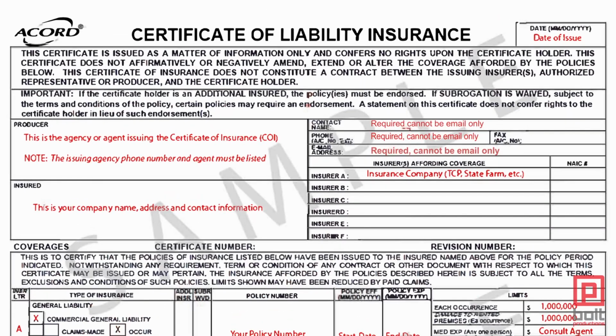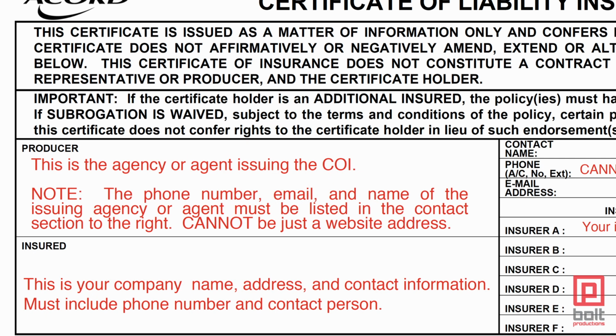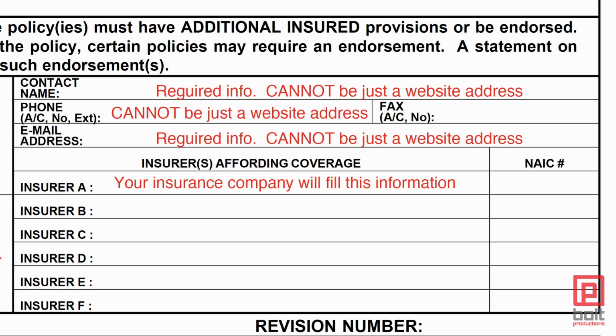Let's start with the top section. In the top section, you've got the producer, the insured, the contact information, and the insurers. The producer is basically the issuing agent or company that you're working with. The insured is actually you, and we need your company address and phone number. In the contact section, the phone number and email must be filled. We just can't have a simple info email at your insurance company here. We definitely need contact information.